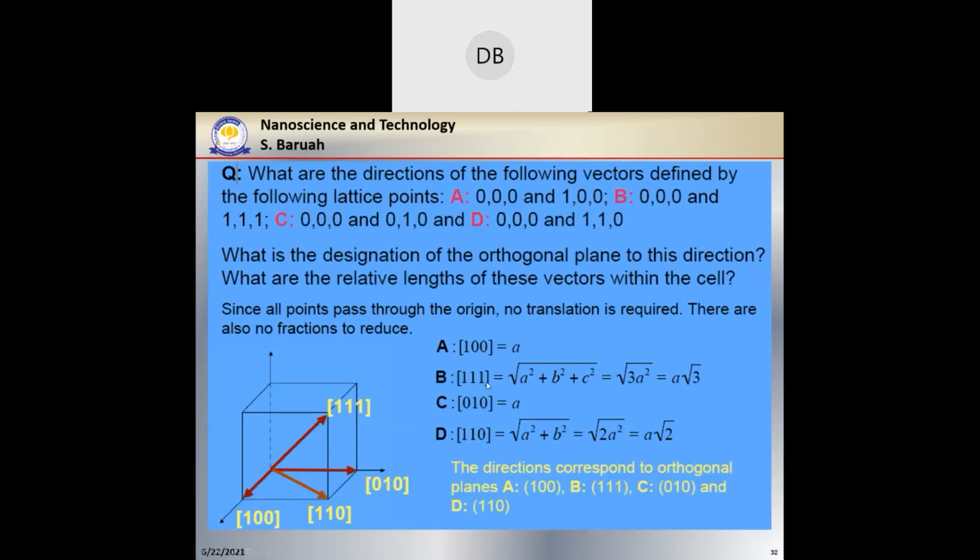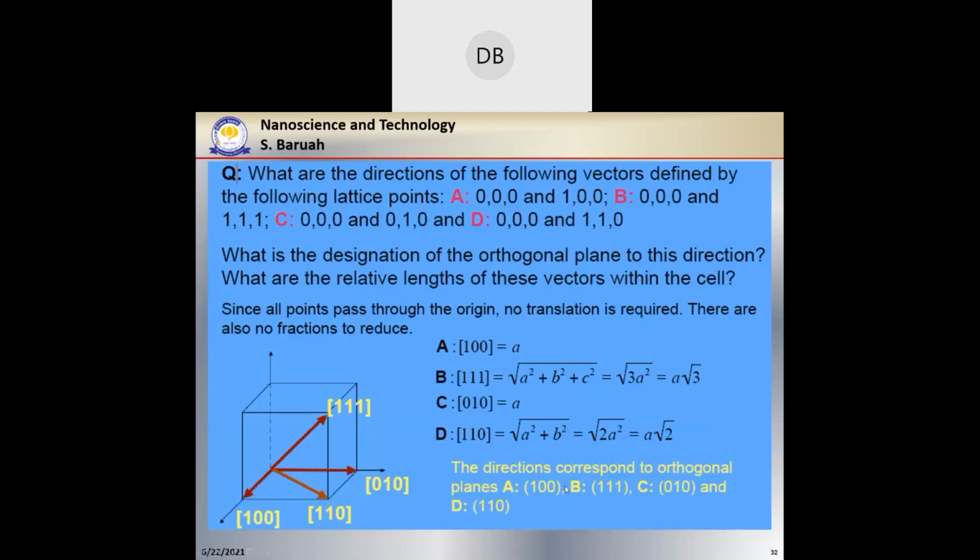So a square plus b square plus c square will give you b square, and for b it is root over a square plus b square plus c square, and all our equal values can be considered as a. So a square plus a square plus a square will be root over 3a square, or you can pull a out, so a root 3. All right. So the b vector length, or its dimension, will be a root 3, and the directions correspond to orthogonal planes.